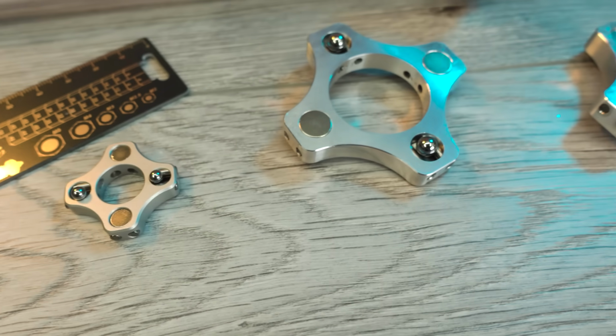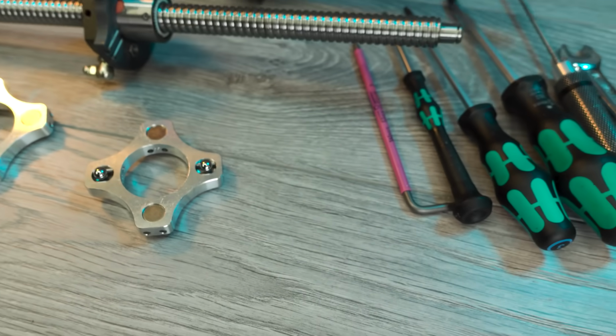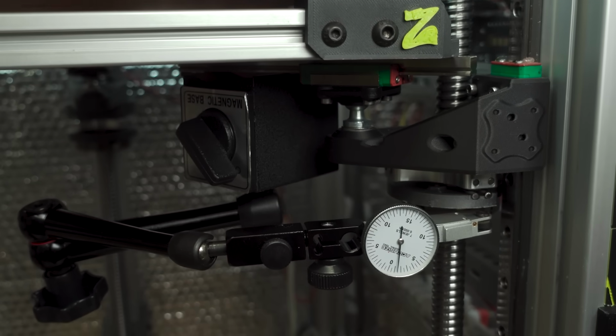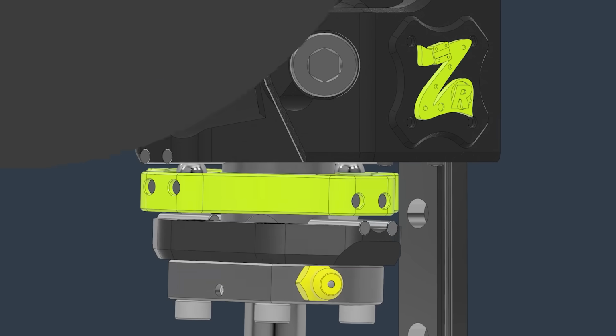This is simply the best device to eliminate any Z-wobble from your prints. I've been using these on my printer for 2 years now, and I'll never go back to anything else. Let's see how they work and why they are so efficient.